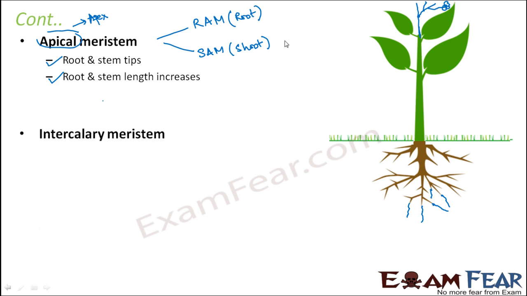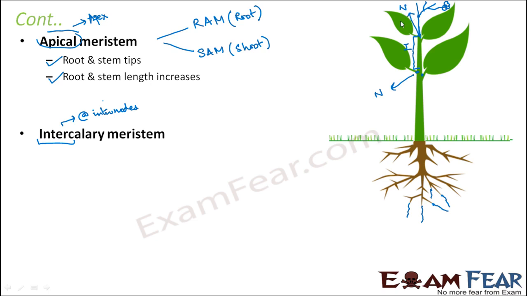So next is intercalary meristem. Now why is it called intercalary? Because they are present at the internodes. You remember what is node and what is internode, right? The points from where the leaves are formed are nodes, whereas the region between two nodes is known as internodes. So basically this is node, this portion is internode, and again this is node.